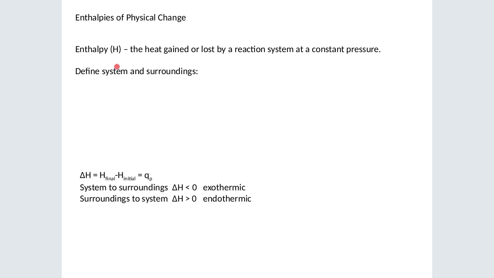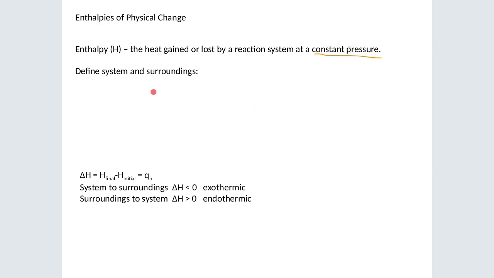All right, so let's define what enthalpy is. Enthalpy is heat, and so it has the symbol H, and it is the heat gained or lost by a reaction system at a constant pressure. That's always a little caveat that's put in there. When you start doing pressure changes on a system, you're doing work, and work has the ability to transfer heat or change temperatures of situations. And so all of these are going to be done at constant pressure.